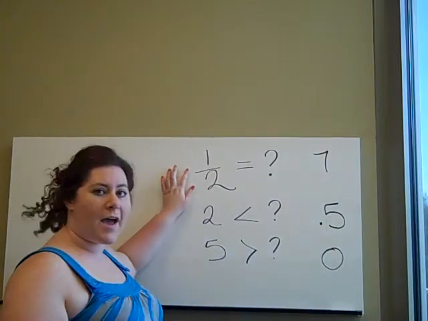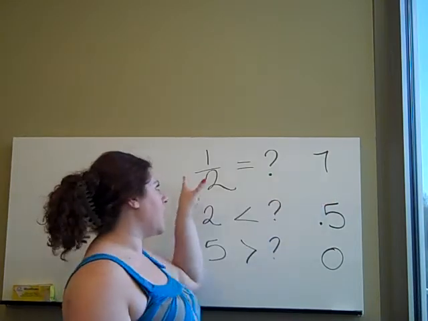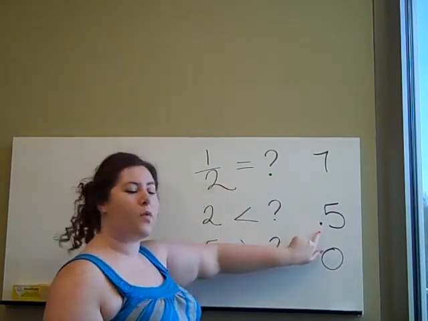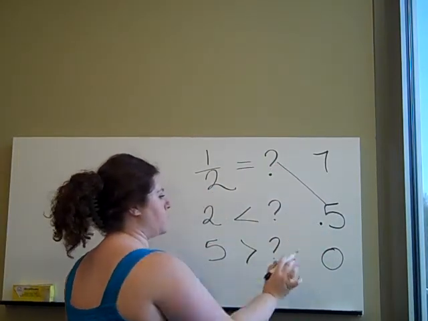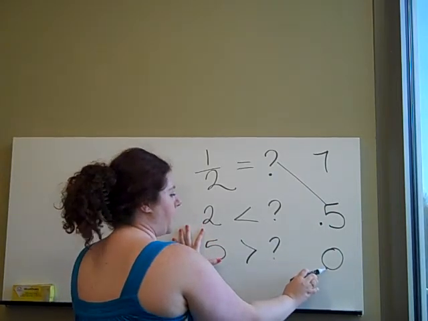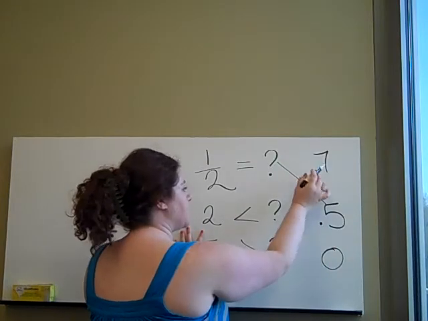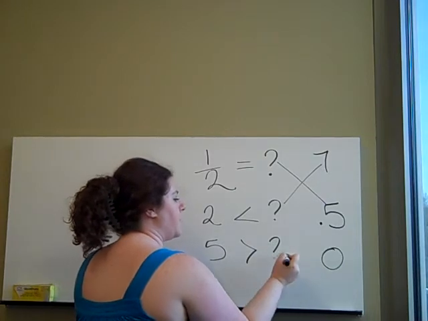Now, 1/2 is not equal to 7. 1/2 is not equal to 0. 1/2 is equal to 0.5. This is a fraction and this is a decimal. 2 is not greater than, or is not less than 0, but it is less than 7. So that means 5 is greater than 0.